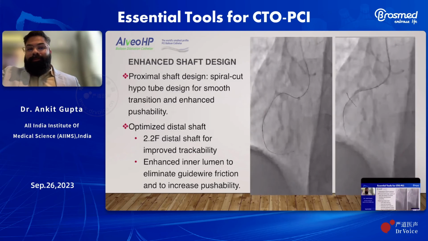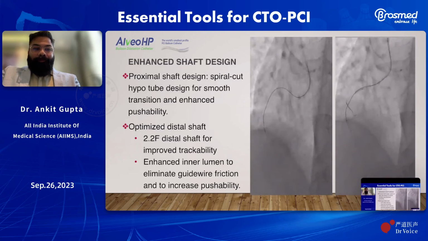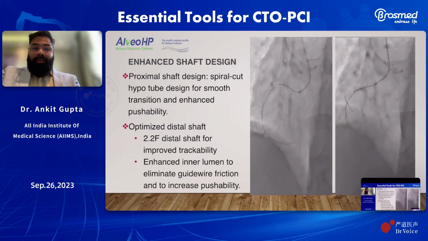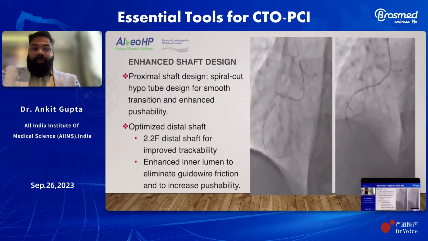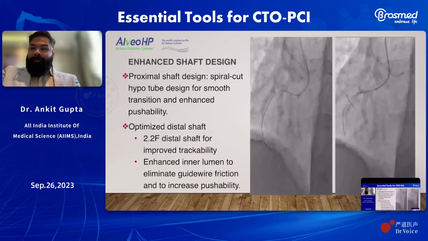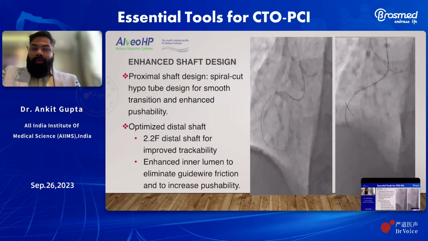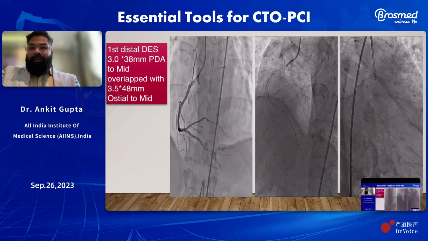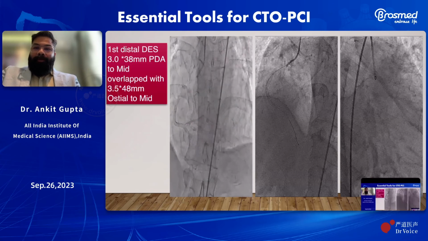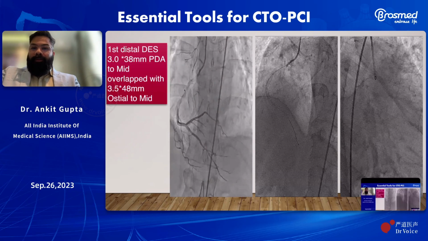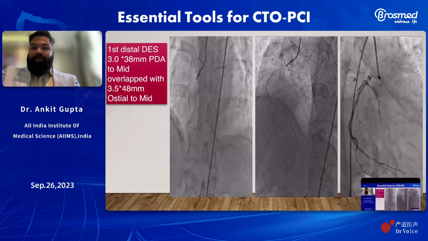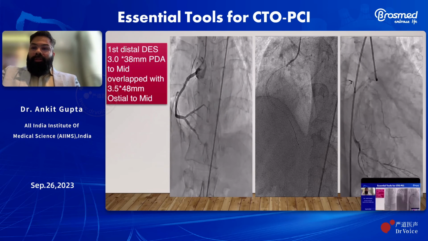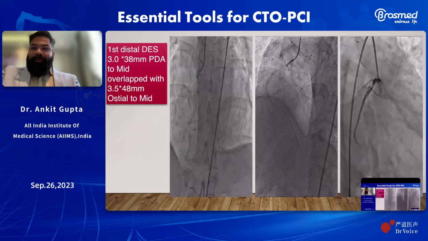And this 0.75 CTO balloon crossed the lesion successfully because of its good shaft design, and then I pre-dilated with the 0.75 and 2 and 2.5, and deployed the first stent, 3.5 by 38 in the video, to the mid RCA, and overlapped with a 3.5 by 48. After post-dilation with the 3.5 NC balloons, it gave good TIMI 3 flow in the RCA.